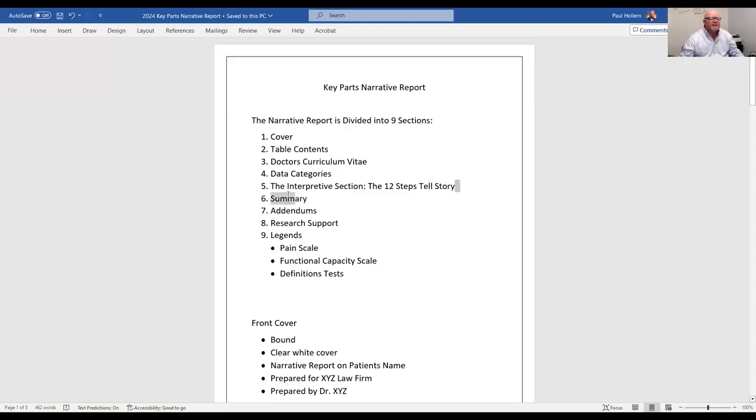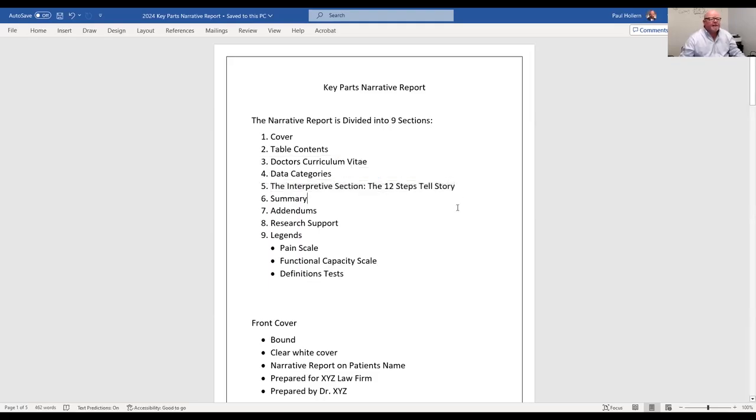This is where you have to be a little bit knowledgeable. Even that section, the interpretive section, where we essentially have the 12 steps to tell the story, I'd even say that 80% of that is copy and paste relative to the low impact soft tissue spinal injury.